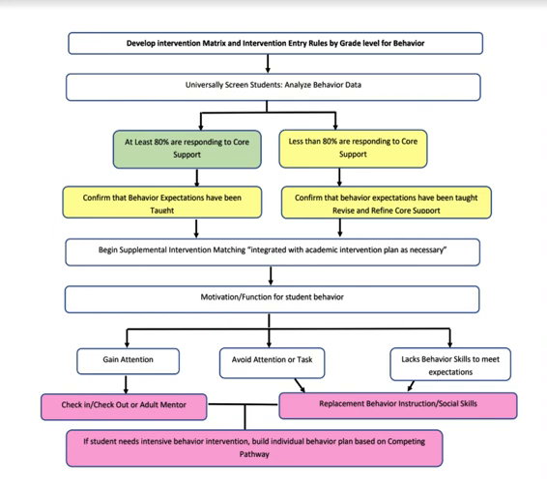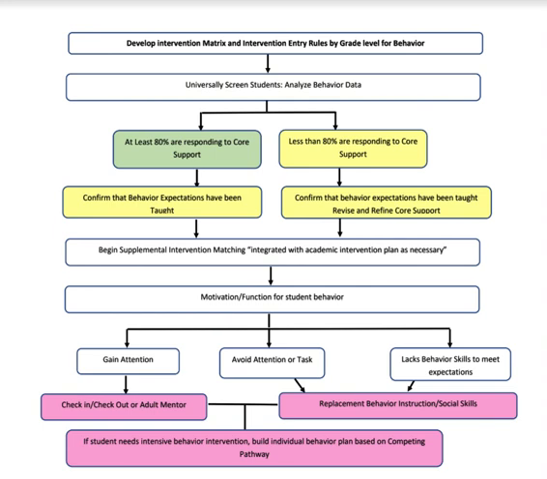When we examine the results of these, we want to take a look to see if our students are meeting the threshold that we've set. That is, if 80% of students are meeting that threshold. For example, using our office discipline referral data as a screening tool, if 80% of our students have received 2 or fewer office discipline referrals, then we want to confirm that our behavior expectations have been taught and move to supplemental intervention matching for students who are showing need.